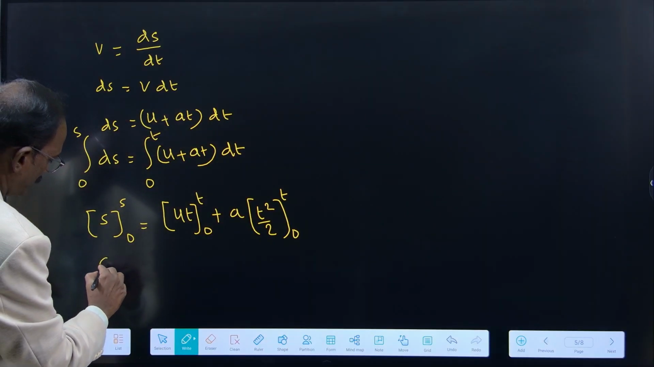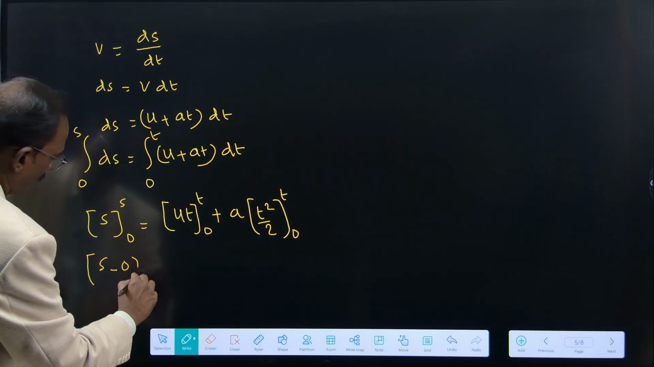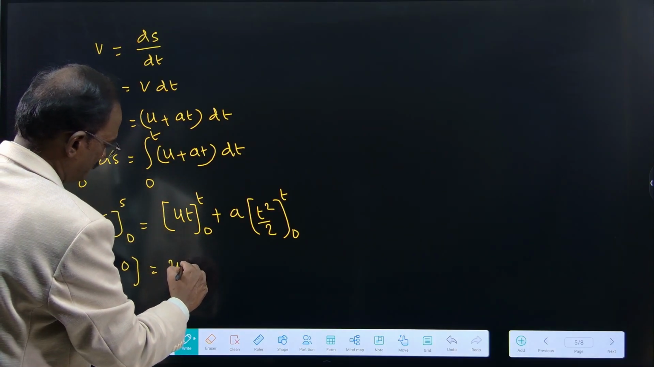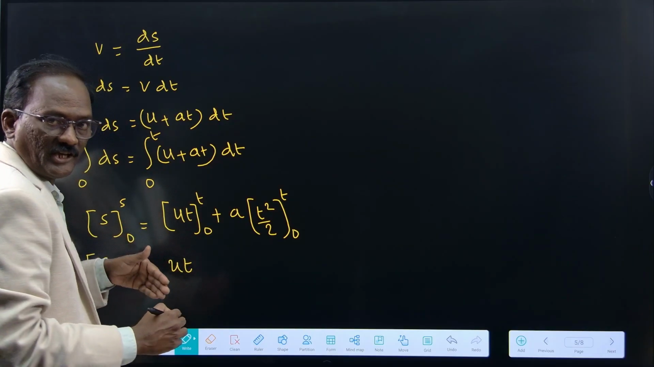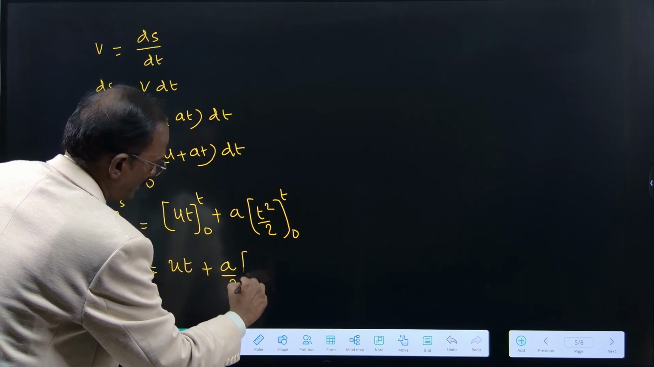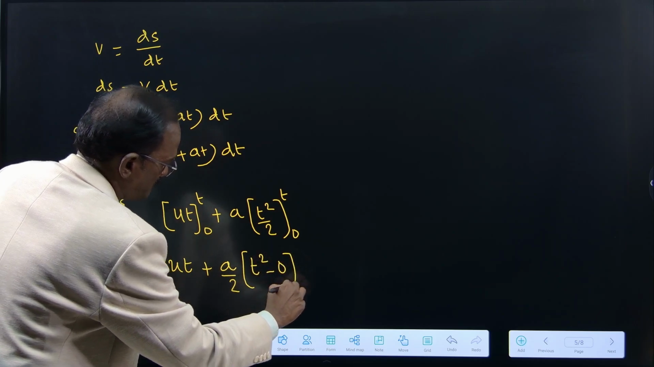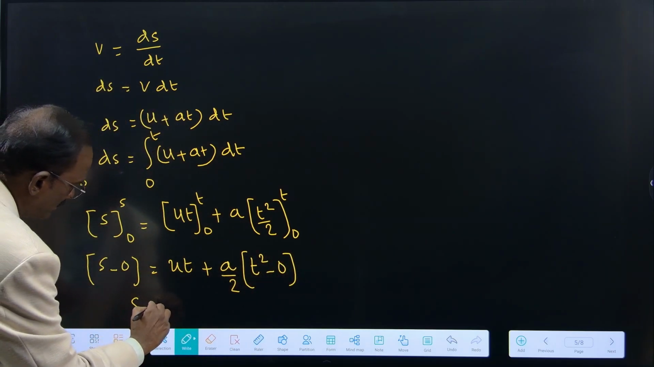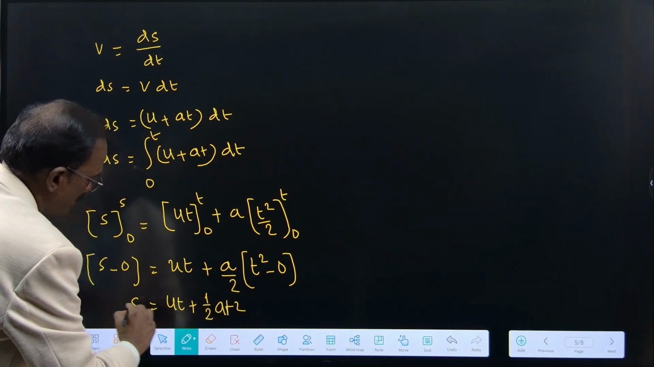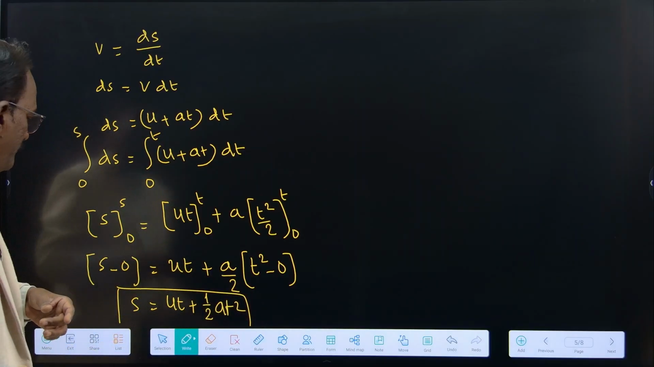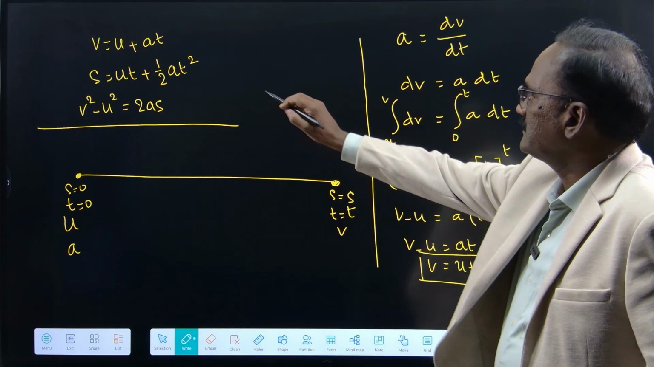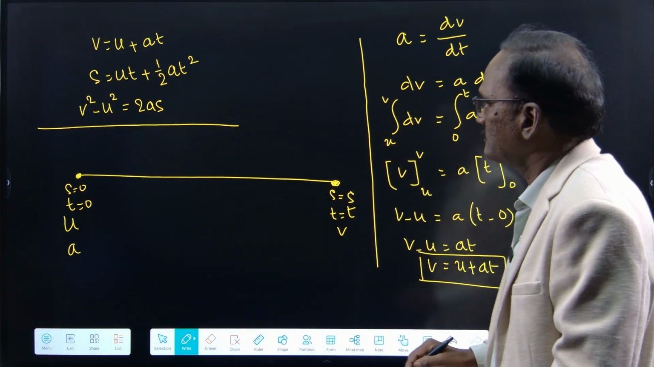So this is s minus 0. This is u, t minus 0, ut minus 0, plus a by 2 t square minus 0. So this could be written as s is equal to ut plus half at square. This is equation number 2: s is equal to ut plus half at square.